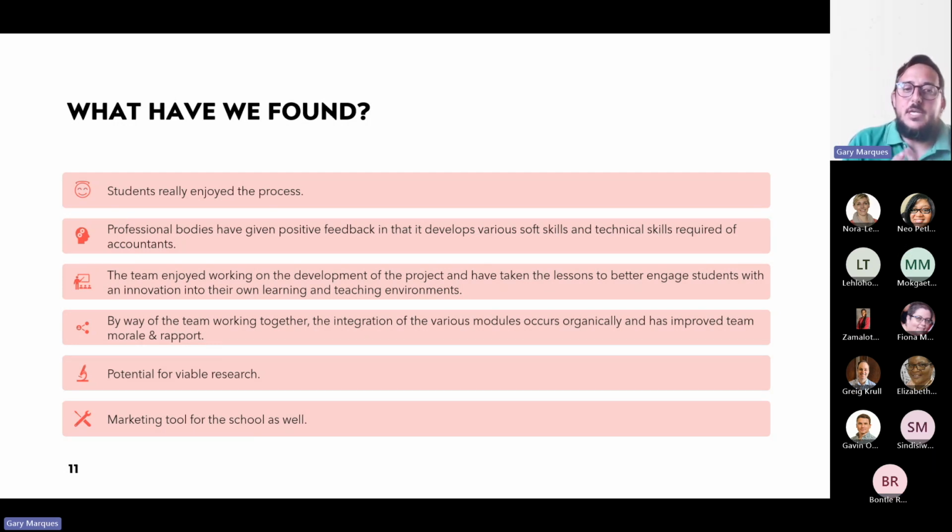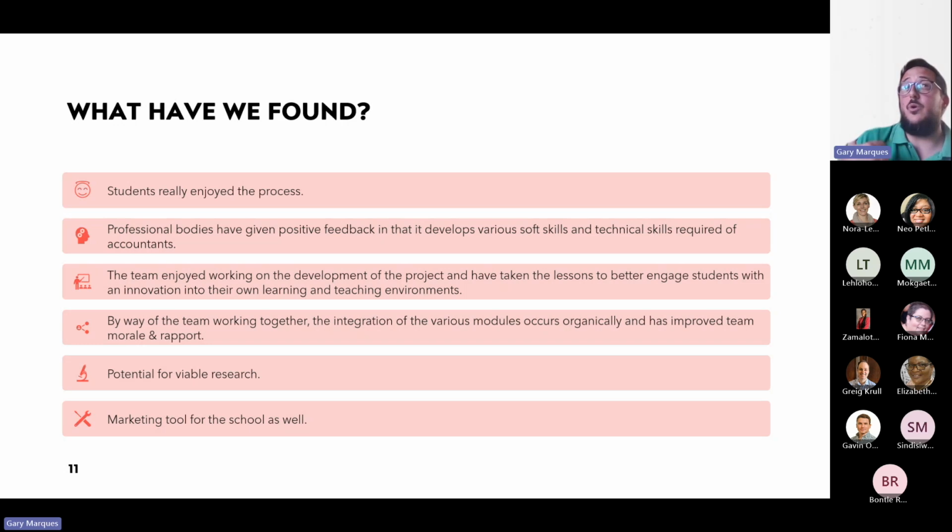And of course, by working together, it also improved team morale and rapport. And of course, I think there's potential for viable research, and I appreciate any feedback on that. And lastly, from a social element, number one, our students enjoying it, but number two, it's been a really great marketing tool for the school as well.